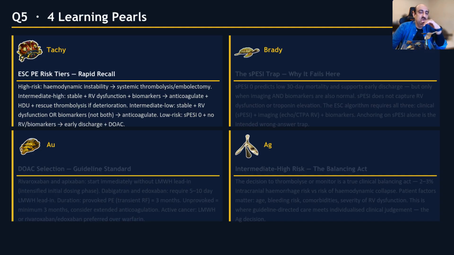Coming to the intermediate to low risk category, hemodynamically obviously stable, with RV dysfunction or biomarkers, one of the two, not both. In that situation, anticoagulate and observe. In the low risk population, when the sPESI is 0 and there is no evidence of either RV dysfunction or biomarker elevation, in that situation, in a selected population, you can go with early discharge and direct oral anticoagulant therapy, or DOACs.